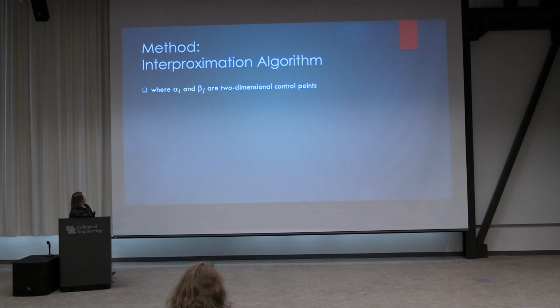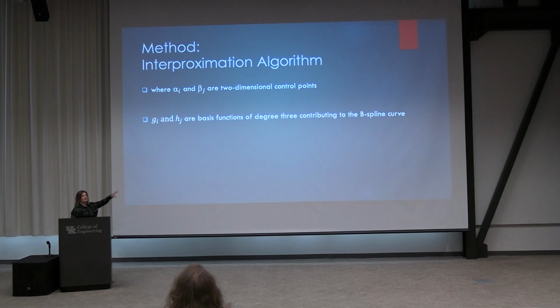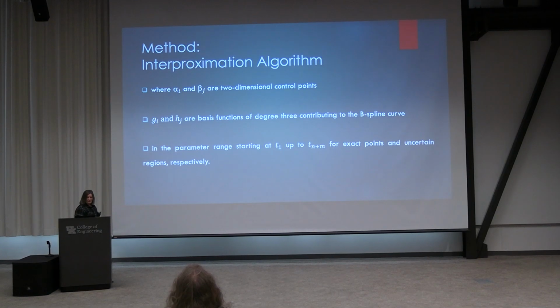So alpha i and beta j are the 2-dimensional control points for the curve. And if you've studied interpolation, you know that if you change the value of those control points, you can actually modify the shape of the curve. This is actually what we want to solve for in our system of equations. And g_i and h_j are the basis functions of degree 3 contributing to the curve. And our parameter range, we will do parameterization from t1 to t_(n+m).